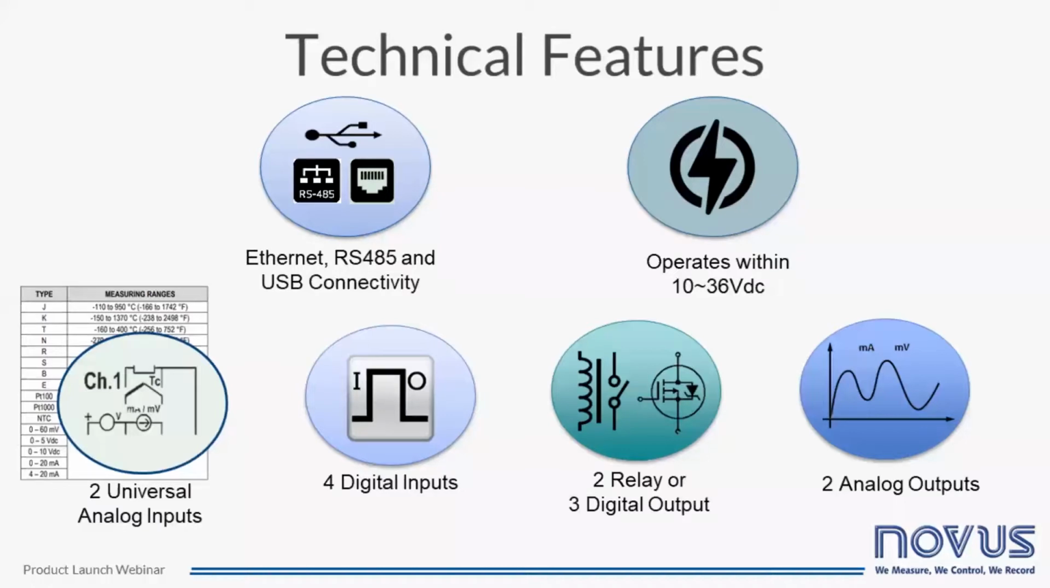It offers two universal analog inputs, which accept several kinds of thermocouples: J, K, T, N, E, R, S, and B. Also, it accepts PT100, PT1000, NTC, 0-60 millivolts, 0-5 VDC, 0-10 VDC, 0-20 milliamps, and 4-20 milliamps. All types are software configurable.